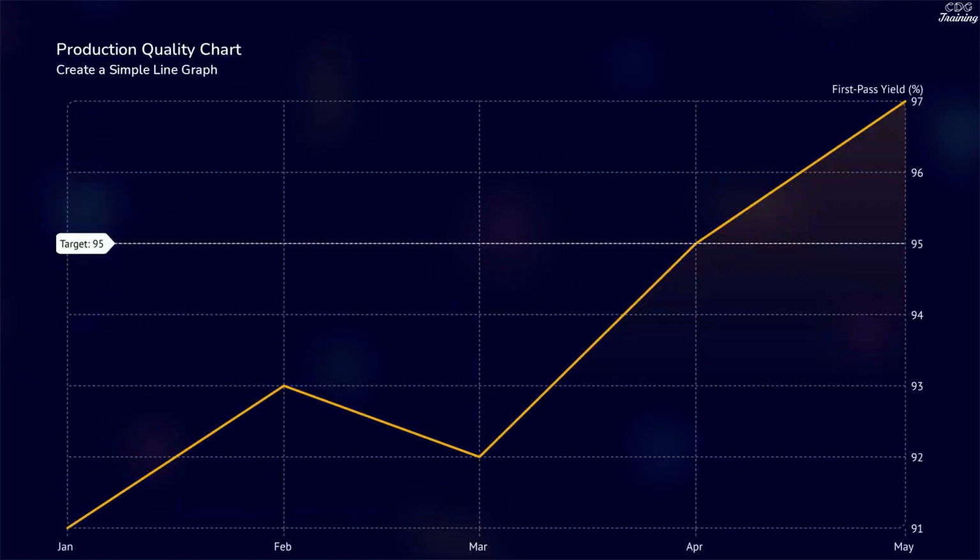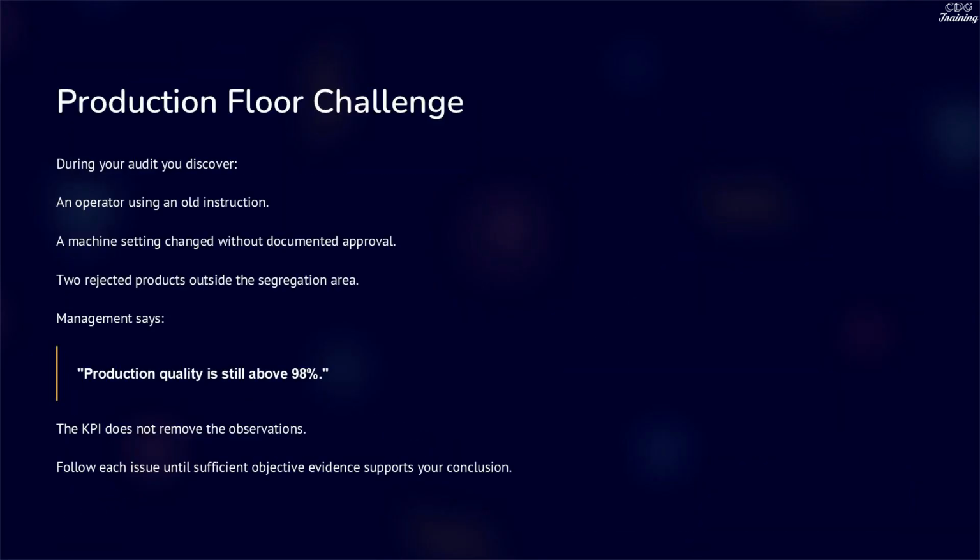The production quality chart shows a simple line graph tracking first pass yield from January to May, with a target of 95%. During your audit, you discover an operator using an old instruction, a machine setting changed without documented approval, and 2 rejected products outside the segregation area. Management says production quality is still above 98%. The KPI does not remove the observations. Follow each issue until sufficient objective evidence supports your conclusion.